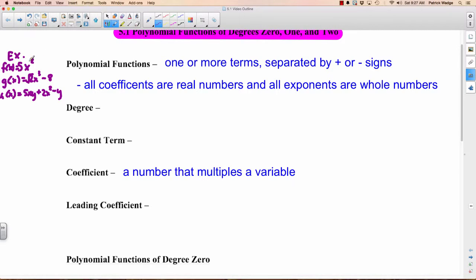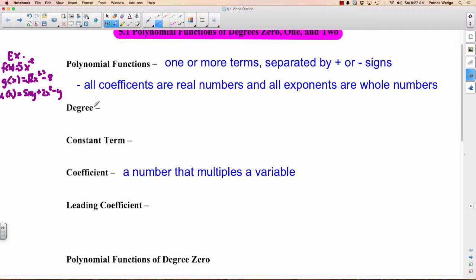So the exponent here cannot be negative. If you put a negative here, it's no longer a polynomial function. And they cannot be decimals. If you put 3.3 here for raising x to the 3.3 or something, then it's no longer a polynomial function. Anyway, you don't have to worry about this too much, but there's a quick review of that kind of stuff.